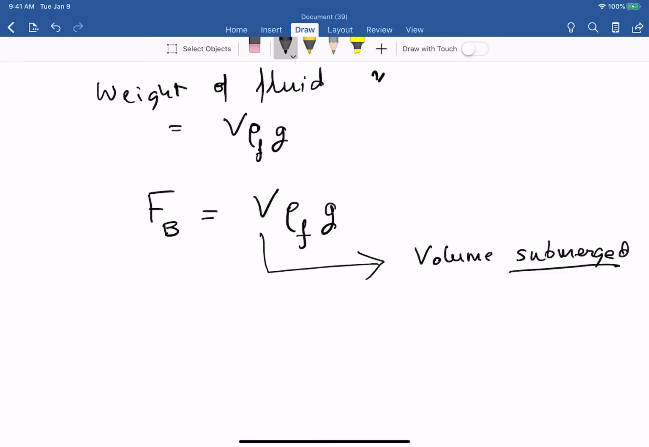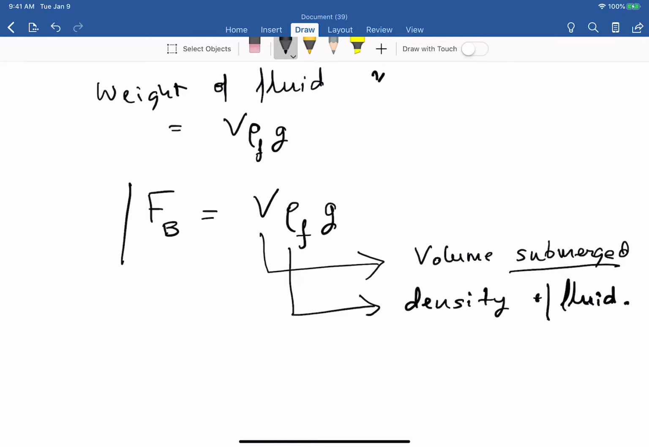And what about the density? Note that the density is not the density of the object, it is the density of the fluid in which the object is submerged. So the buoyant force has nothing to do with the density of the object. It depends entirely on how much of the object is submerged, what is the density of the fluid. These are the only two things that the buoyant force depends on. So this is a very, very important formula. That's the formula for the buoyant force.